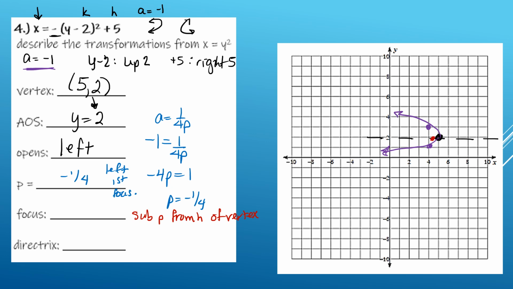So my vertex is 5, 2. I need to do 5 minus 1/4. So that gives me a focus point of 4 3/4, comma 2. To get my directrix on the outside, it's going to be to the right of the vertex. So you need to add the p value to the h coordinate of your vertex. So that's going to be 5 plus 1/4, or 5 1/4, and we drew a vertical line, so that will be x equals 5 1/4. And that's it.